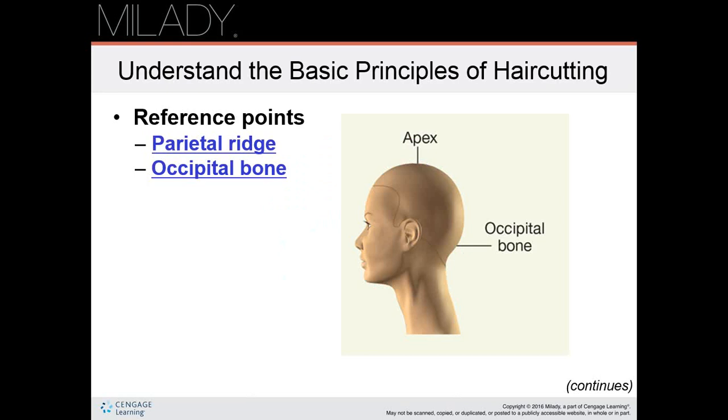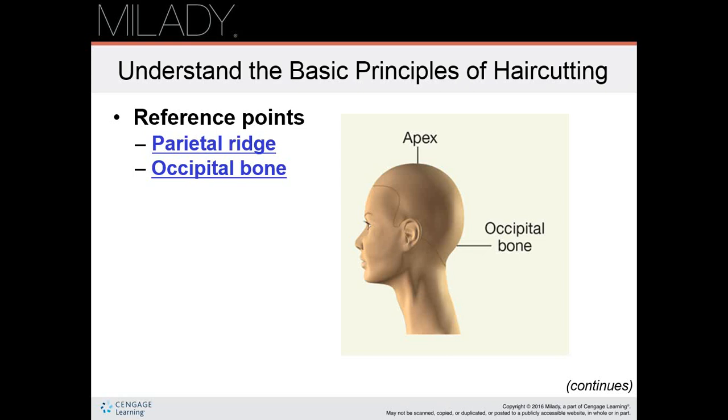Here we see the reference points. Our parietal ridge is not listed here for some reason. It is between the apex and the occipital bone. So we'll hopefully get another slide which will label the parietal ridge for us. Note the apex is the highest point on the head.